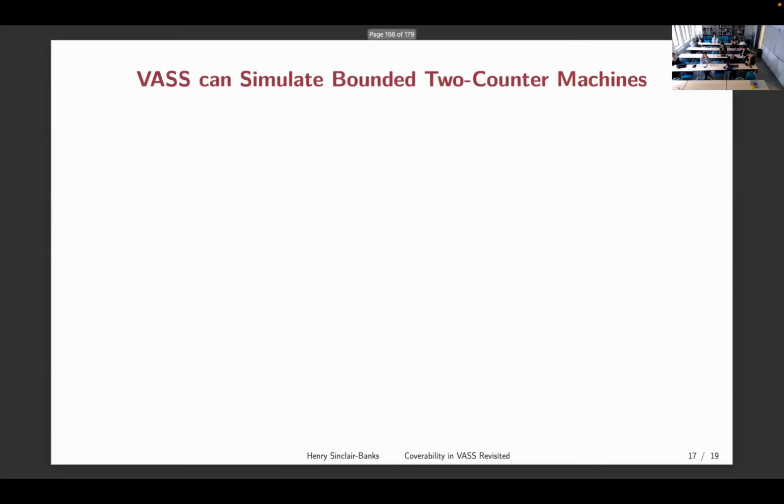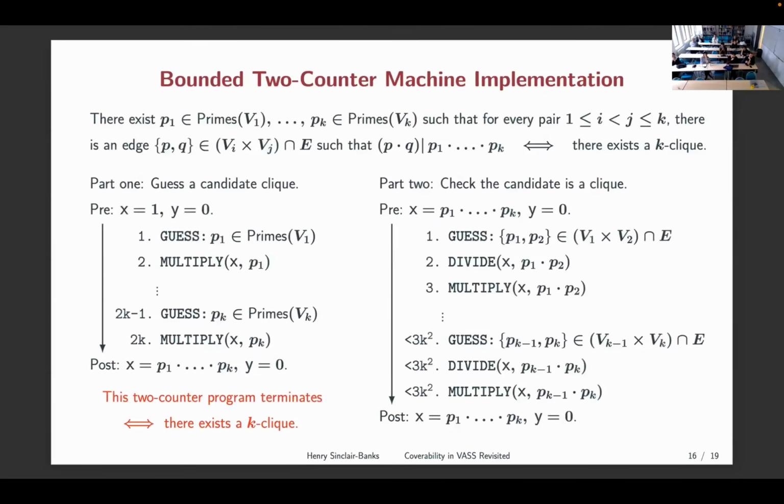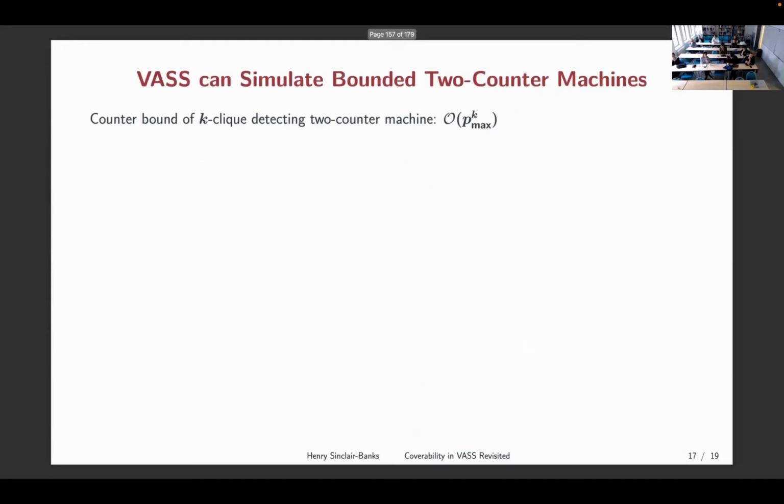If I go back to this program, the counters don't change in size here, because we're only going to divide them down and then re-multiply them up. So the maximum counter value is obtained at the end of the first part. And this is at most the product of k primes. And so this bound is something like a maximum prime, right?